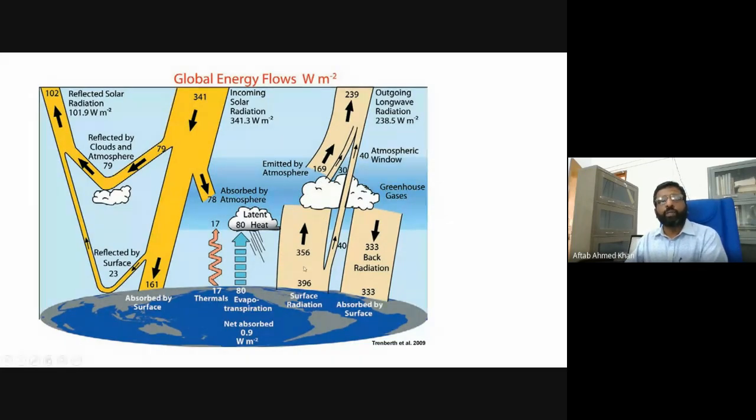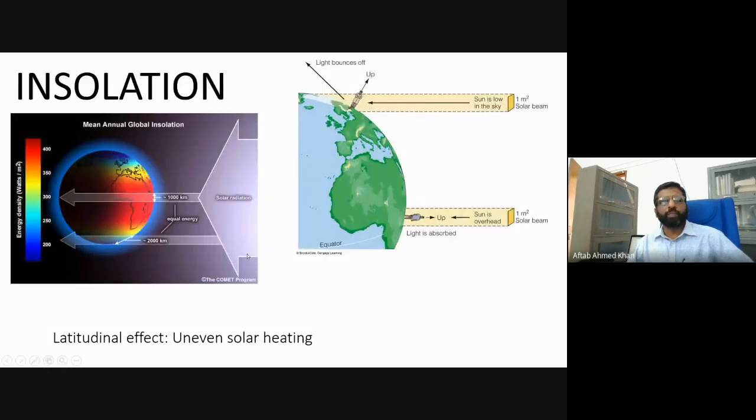Some energy is absorbed by the atmosphere. Then the atmosphere is above 0 degree Kelvin, so it sends energy back, and also sends it to space. Then you have the thermal energy, that is sensible heat flux, because of contact, and then there is something called latent heat flux, which is associated with evaporation.